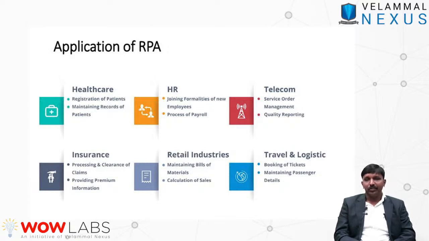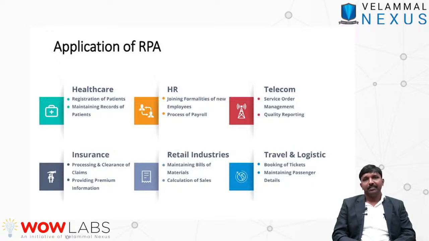Then travel and logistics. In travel and logistics, in the earlier days, 5 to 6 years back or even 10 years back, if you wanted to book a ticket for any travel, you had to go directly to the agent, stand in a queue, check for availability and fill up a form, everything, right? But nowadays everything can be done automatically by sitting at home, in a faster manner. In a second you can book a ticket to anywhere in the globe. That is being done with the help of RPA.